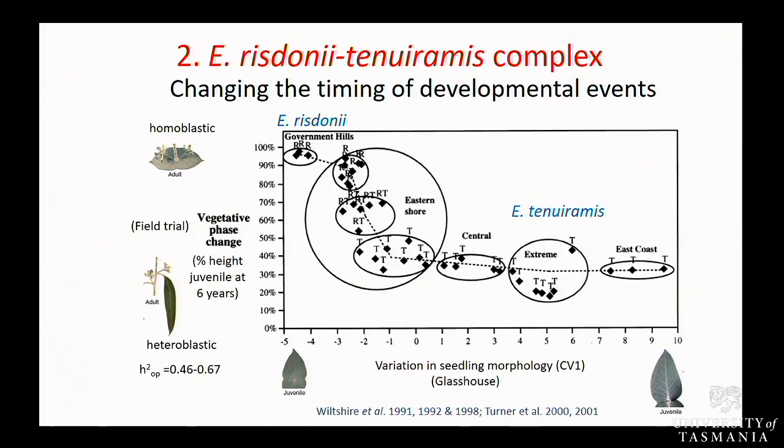So we've got a very steep gradient in the time of that onset of the heteroblasty just in this very small area on the eastern shore. And it's got a genetic basis. This is the results from field trials showing that it's under genetic control.